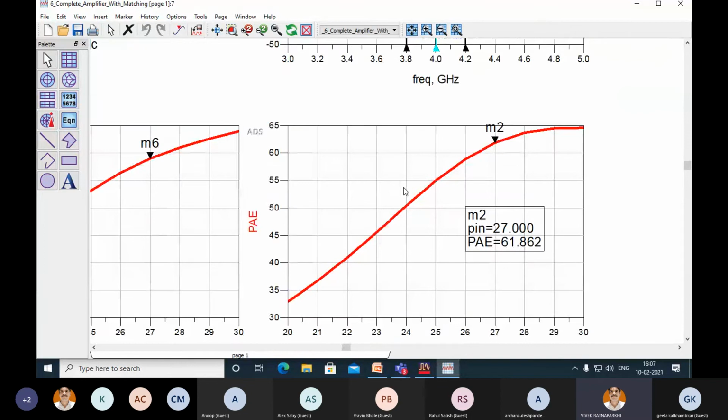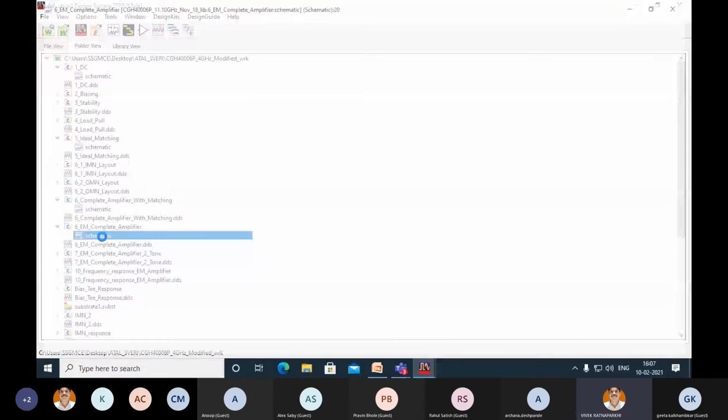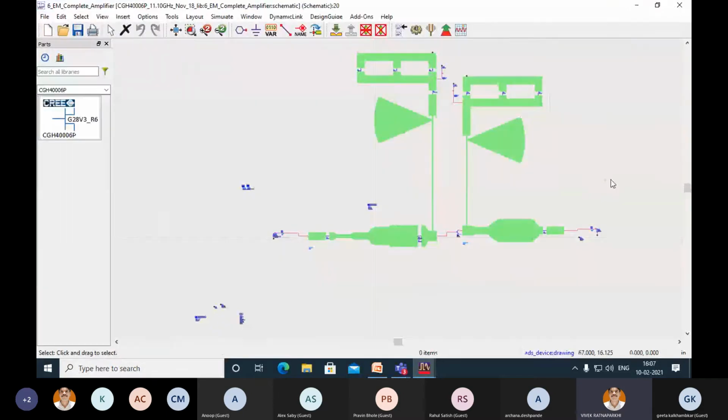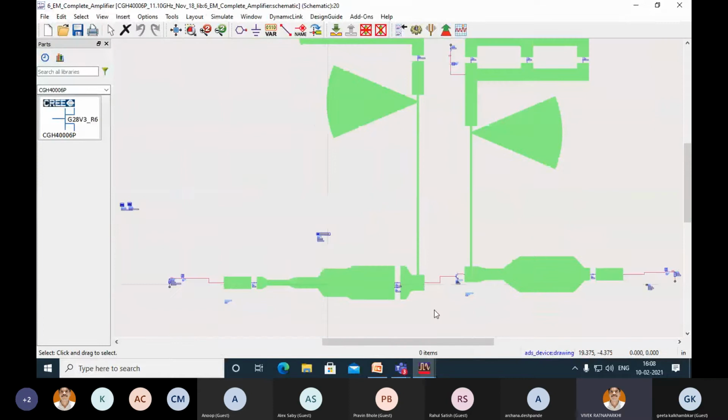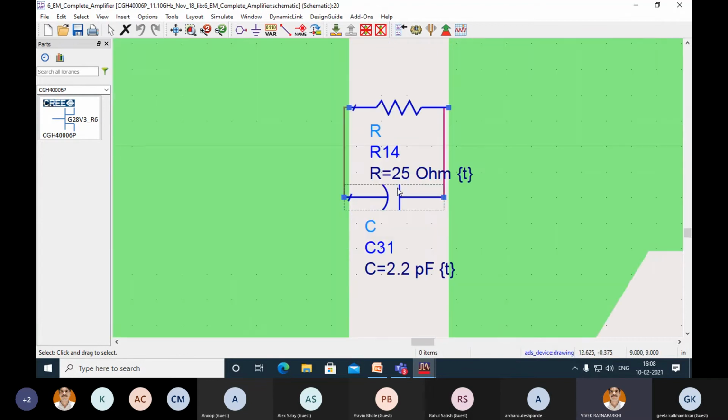Then the power added efficiency I am getting is 61.8%. These are the schematic results, but before going for fabrication we have to make its layout. So I have created a layout of this amplifier, and the complete EM should look like this. This is the input side, this is the output side with bias T and matching network, coupling capacitor. And now I can just zoom in and demonstrate it to you.